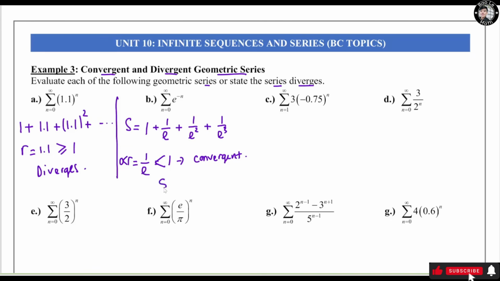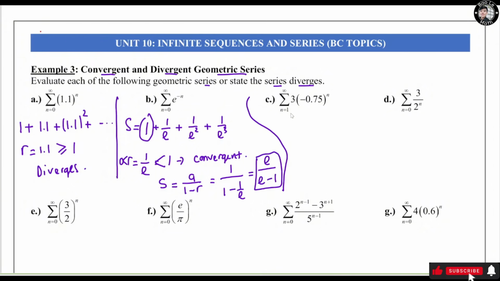Then the sum should be S equals a over 1 minus r, right? Now a, which means the first term, so it could be 1 right here, over 1 minus 1 over e, right? So it could be e over e minus 1.